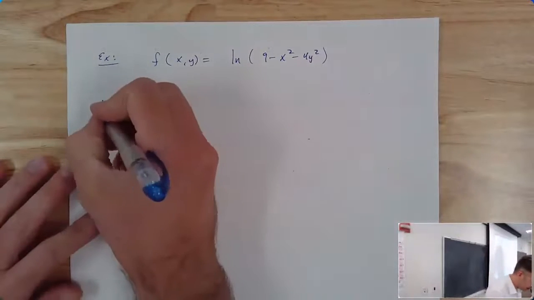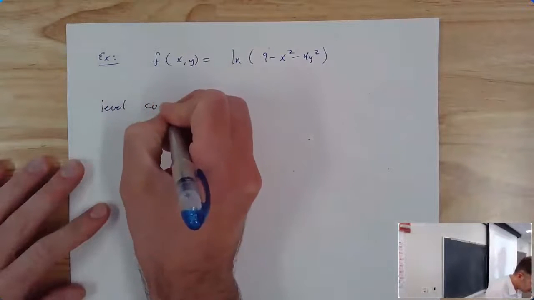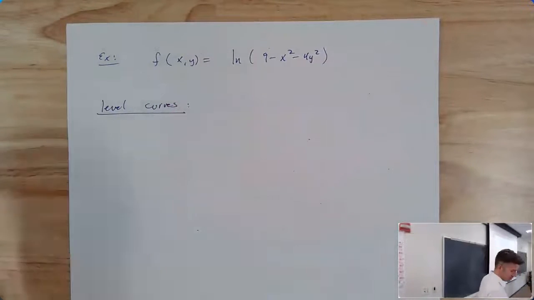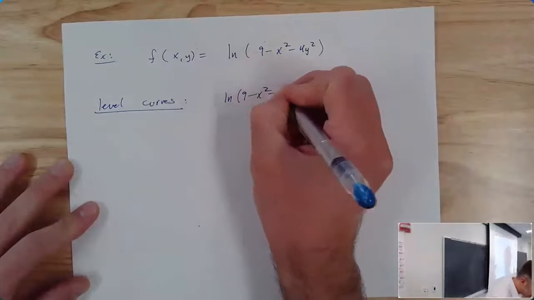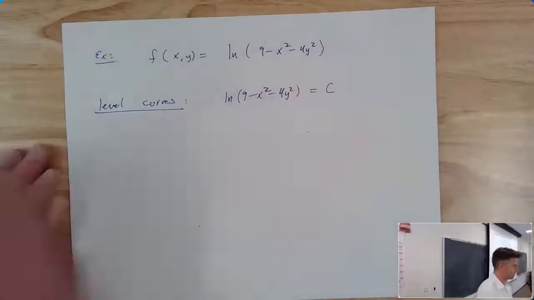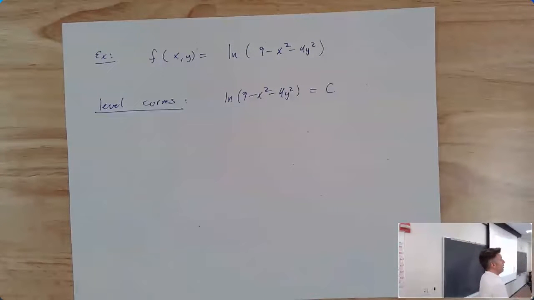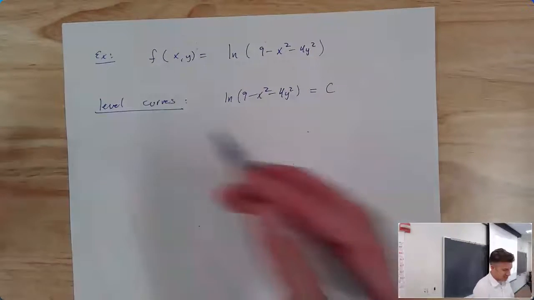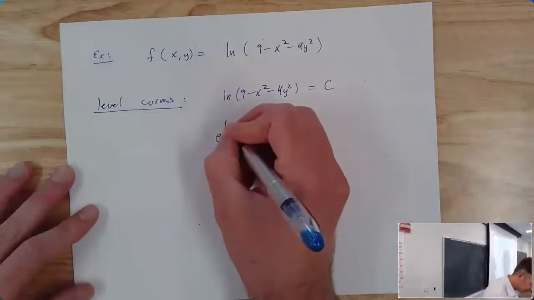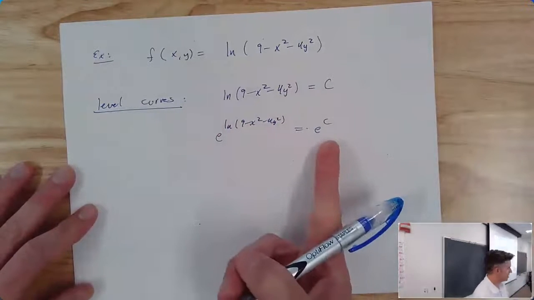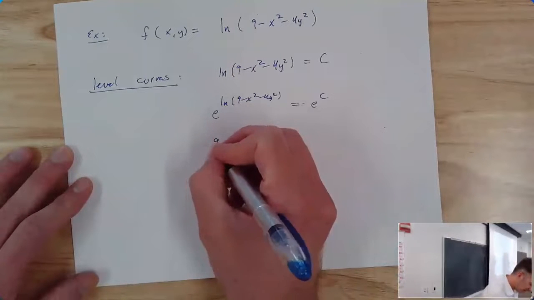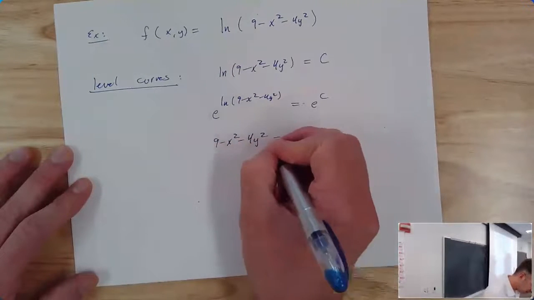So here, if I wanted to find my level curves, we would take our function and just set it equal to a constant. I'm going to pick just the general constant c instead of picking a specific value. So I'm going to say, okay, natural log of 9 minus x squared minus 4y squared equals a constant. And then we're going to try and make it look like an equation we know how to deal with. So I'm going to e both sides. So I'm going to get e to the natural log of stuff equals e to the c. Still a constant, just a new constant. And then 9 minus x squared minus 4y squared equals e to the constant.